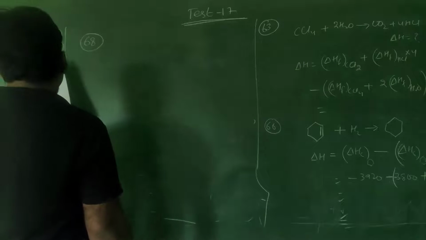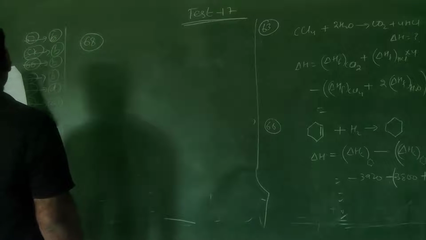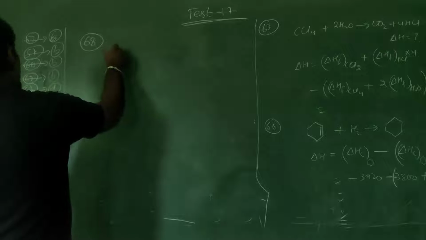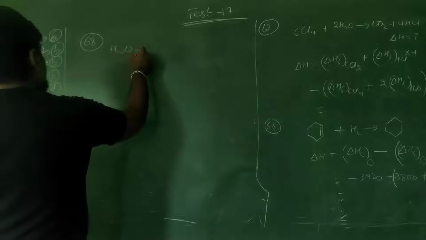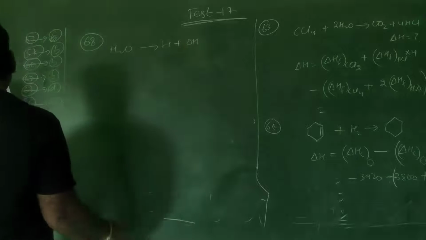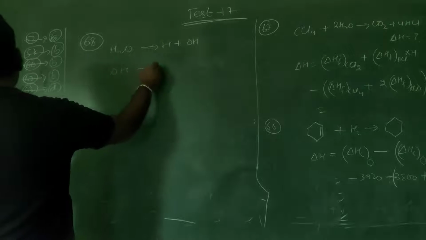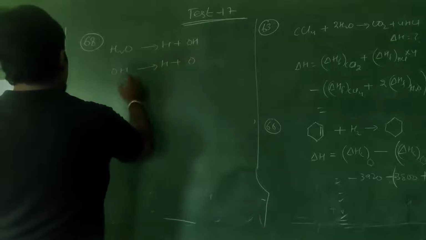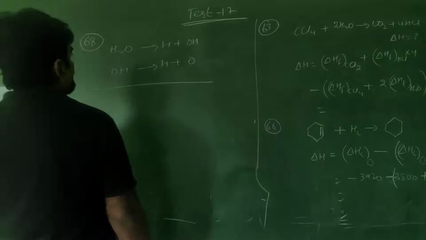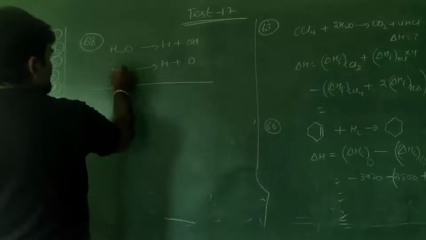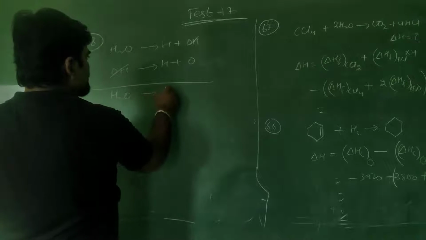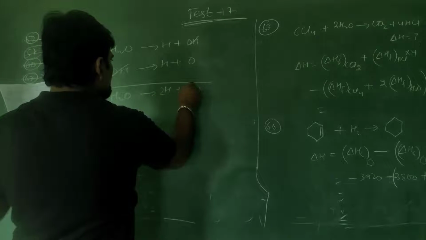The question is: enthalpy change at 298 Kelvin in successive breaking of OH bonds of water. H2O, gaseous, gives rise to H plus OH, and then OH gives rise to H plus O. All are gases. So add these two. If you add these two, OH cancels. So H2O breaks to give 2H plus O.